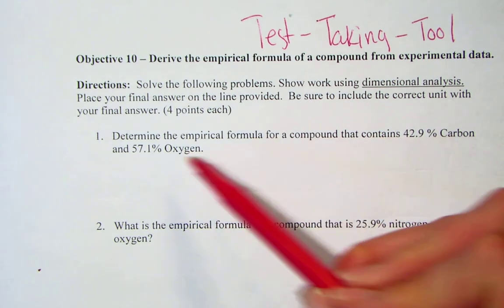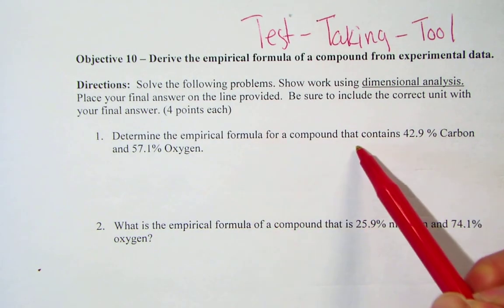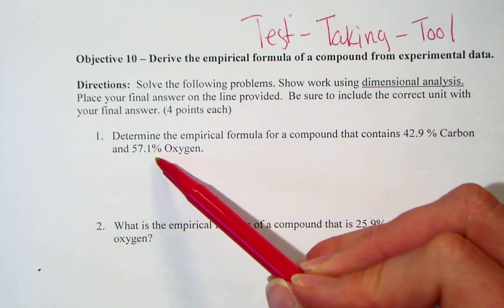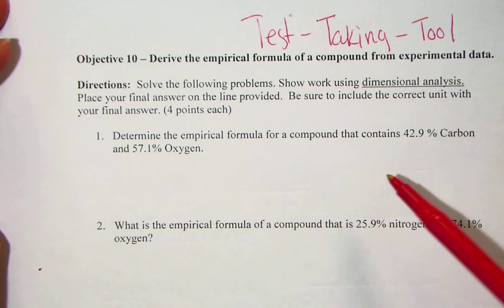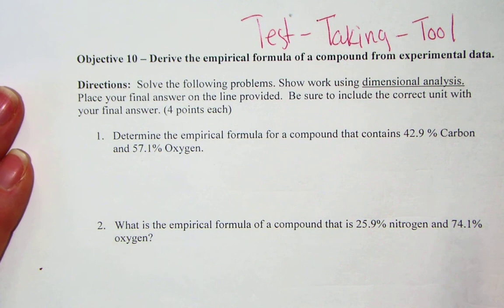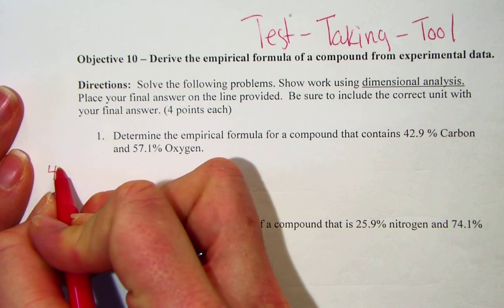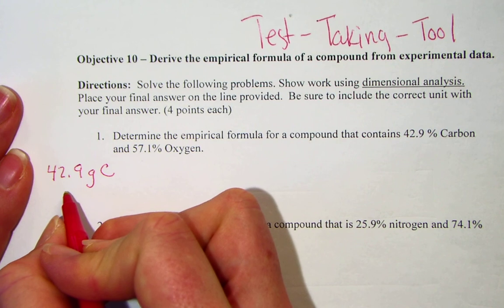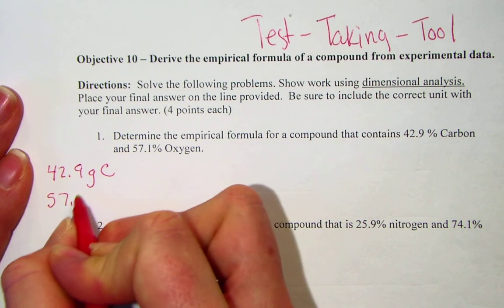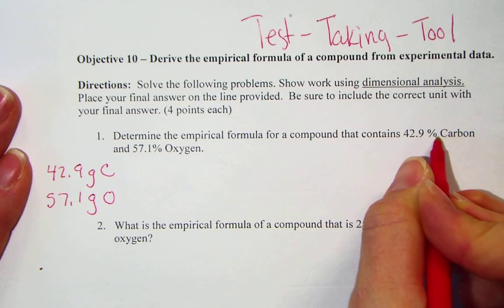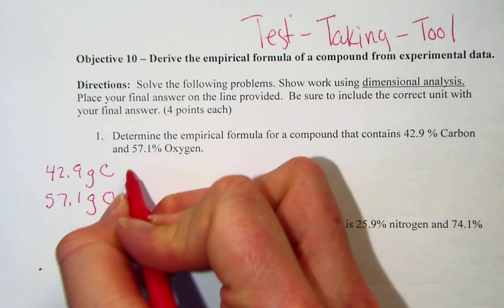Our first problem reads, we're going to determine an empirical formula for a compound that's 42.9% by mass carbon and 57.1% by mass oxygen. We're being asked to turn this into a formula, C something, O something, where those somethings are just whole number mole ratios. From our test-taking tool page, step number 1 says to rewrite our percentages for each element, but with a gram label. In our compound, we have 42.9 grams of carbon and 57.1 grams coming from oxygen. So step 1, just change the percents to grams, and we're ready for step 2.